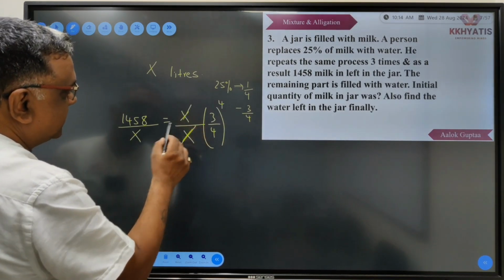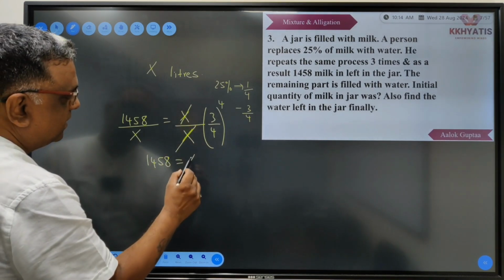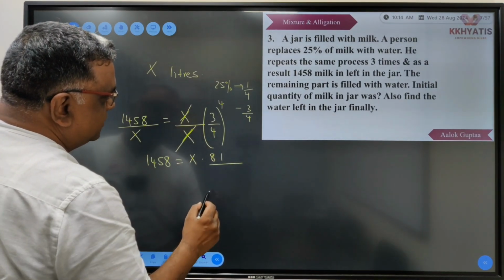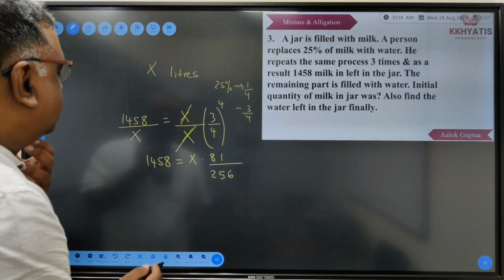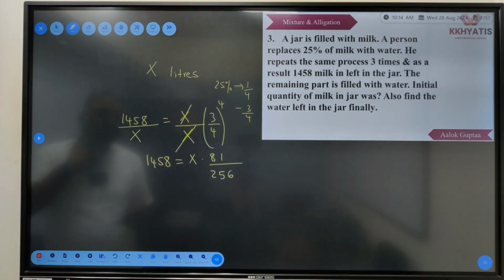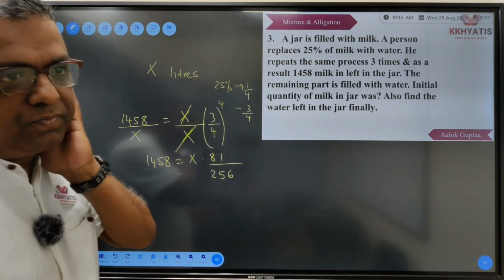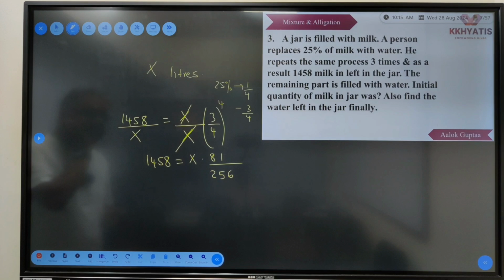So 3 by 4 and I've done this process 4 times. So this X will get cancelled. So this will be 1458 equals to this X will go there. 3 raised to power 4 is 81 and 4 raised to power 4 is 256. This should be something raised to power 4, is what I believe. So 6 to the power 4? No, the end will come as 128. 1458 is what to the power 4?